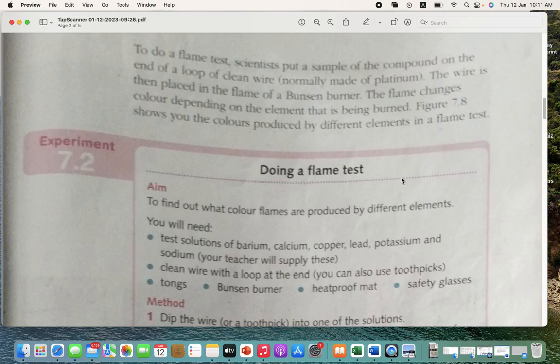Okay, the wire is then placed in the flame of the Bunsen burner, and then the flame changes color depending on the element that is being tested. So depending on the element that you are testing, the flame will change color. The Bunsen burner flame will change to the color of the metal. We change to the color of the what? Of the metal.